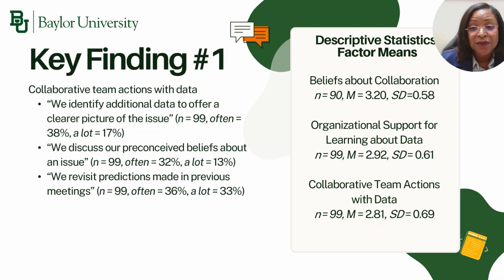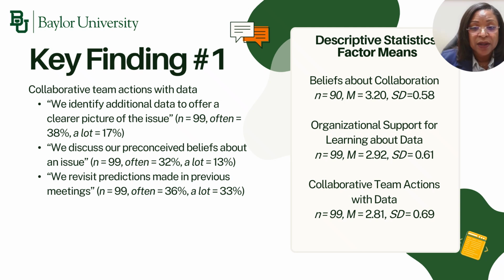My first key finding comes from my analysis of descriptive statistics. Given a scale of 1 through 4, with 1 representing strong disagreement, 2 representing disagreement, 3 representing agreement, and 4 representing strong agreement, the mean score for teachers' reported beliefs about collaboration was a 3.2, indicating slightly more than agreement, with statements describing positive beliefs about trust and respect while working in teams. Given the same scale, the mean score for teacher perceptions of organizational support for learning about data was a 2.92, indicating slightly less than agreement with statements describing positive perceptions of help with or professional development for data use.